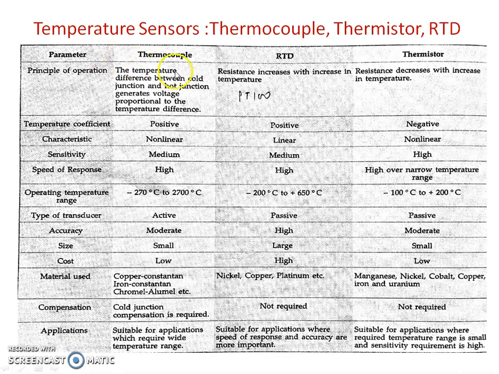Only I want to say here that thermocouple is an active sensor. That means it generates the voltage. But here RTD and thermistor are passive sensors. And this RTD has a positive temperature coefficient. That means resistance increases with increasing temperature. But for thermistor, resistance decreases with increase in temperature. That's why it has a negative temperature coefficient of resistance.